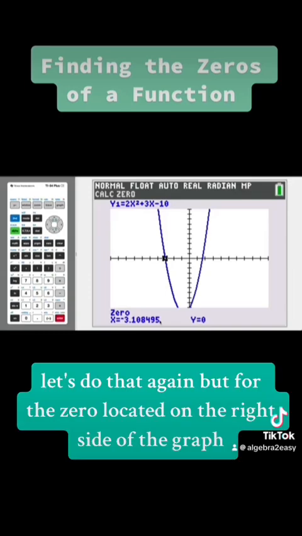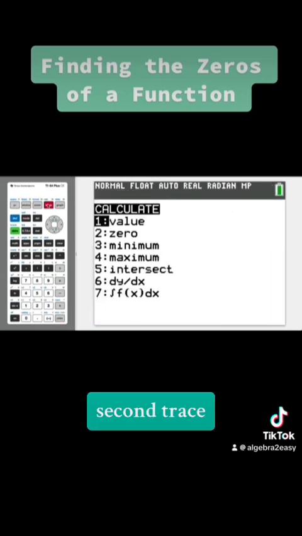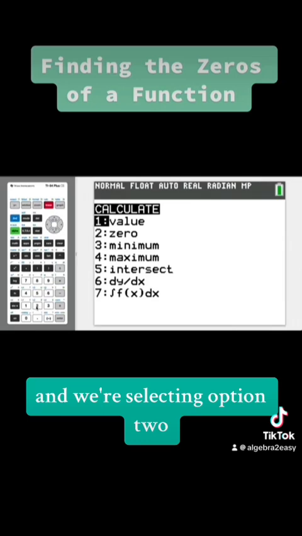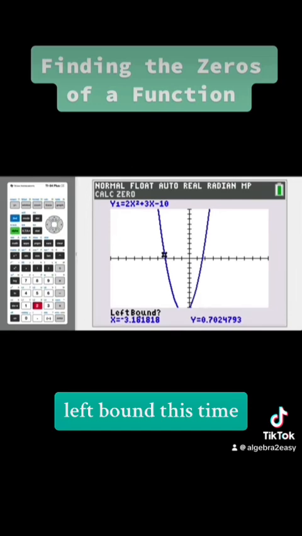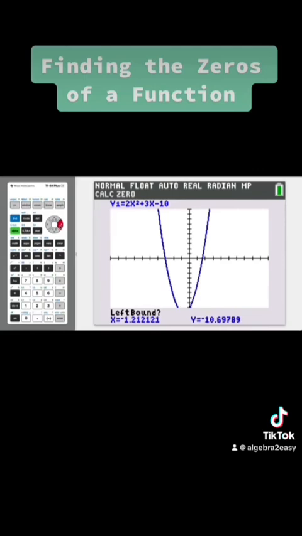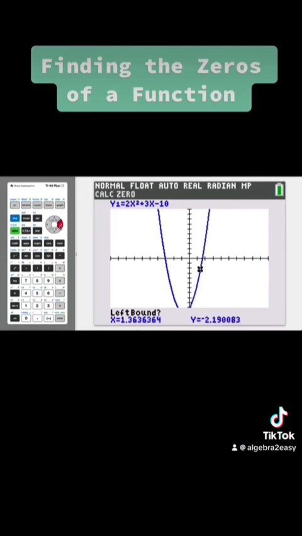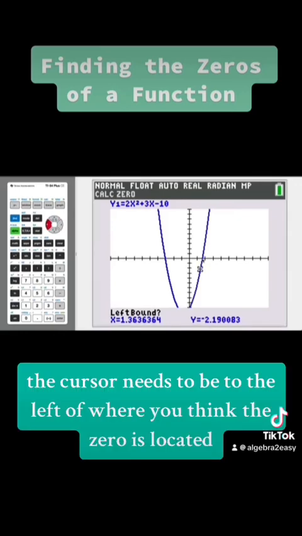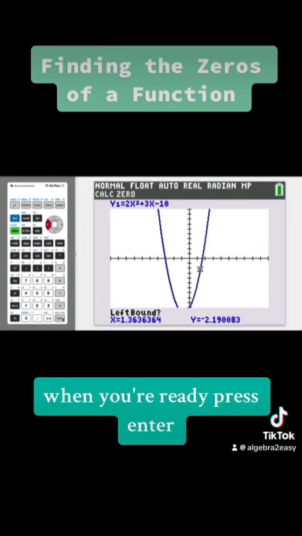Let's do that again, but for the zero located on the right side of the graph. Second, trace, and we're selecting option 2. Again, it's going to ask us those three questions. Left bound. This time, I'm going to move my cursor to the right, closer to where I think the other zero is located. The cursor needs to be to the left of where you think the zero is located. When you're ready, press enter.